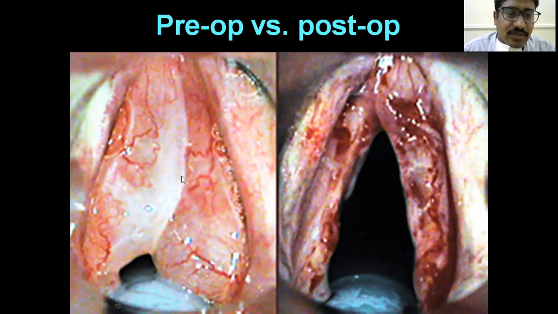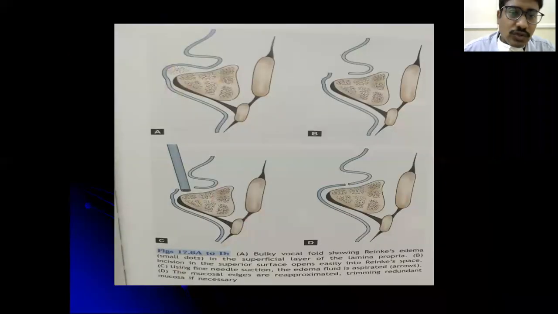So this is a surgery. This is the pre-op photo before the surgery, and this is the post-op photo. So you are able to see a good space. There is no edema. You are able to see a good space after the surgery. Okay. So this is the image.